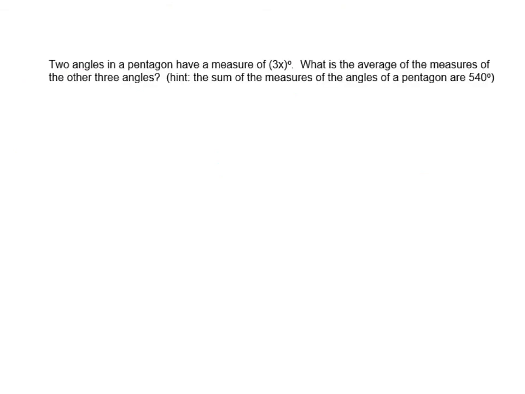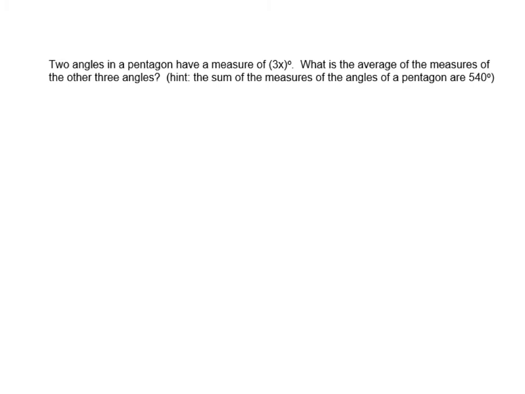Alright, last word problem, at least for this lesson. Two angles in a pentagon have a measure of 3x degrees. What is the average of the measures of the other 3 angles? And then we're given a nice little hint. The sum of the measures of the angles of a pentagon are 540 degrees.